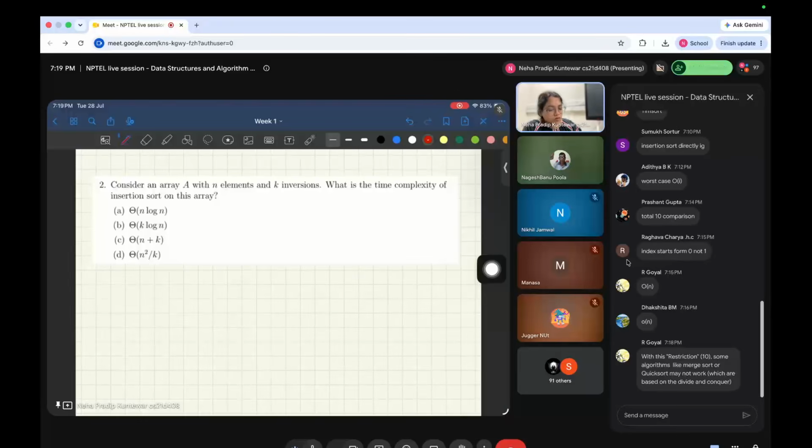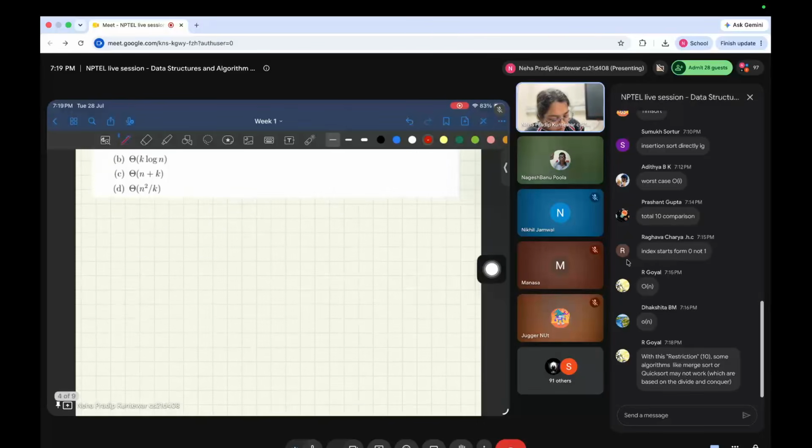Okay, so let me define something called inversions. Some of you might have seen this. If you have seen merge sort, then you know what inversions are. But let's say A is an array, and you look at pairs. Okay, so let me just take an example.